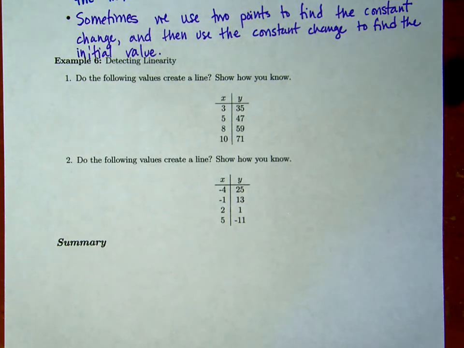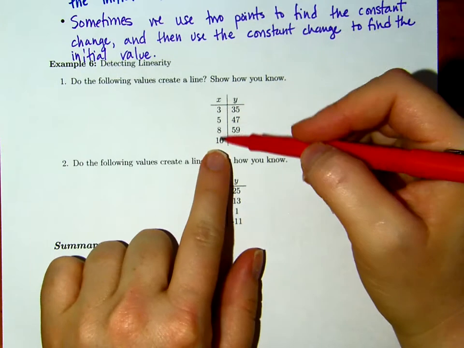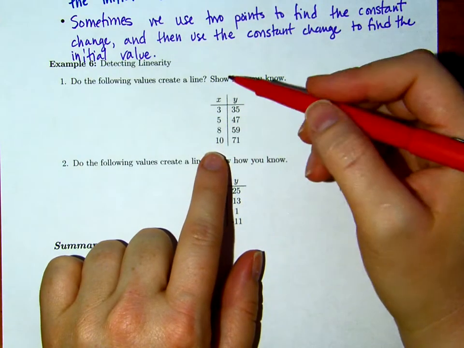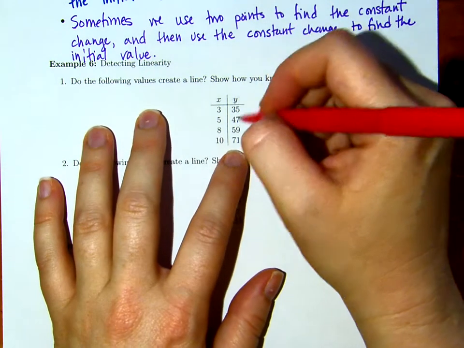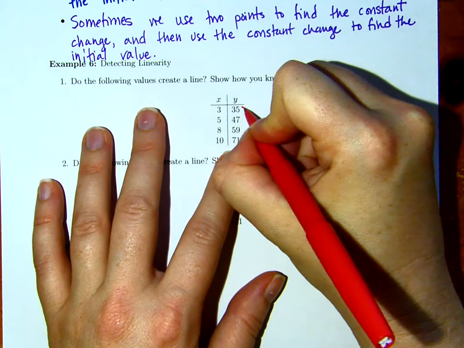Do the following values create a line? Show how you know. So I want you to notice that this is not our traditional 0, 1, 2, 3, 4, 5 business. But let's just see if this has a pattern in the y values.